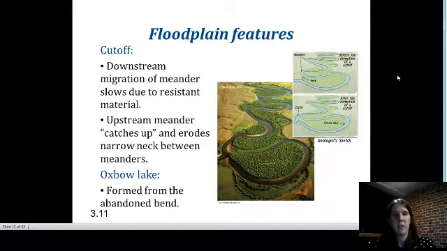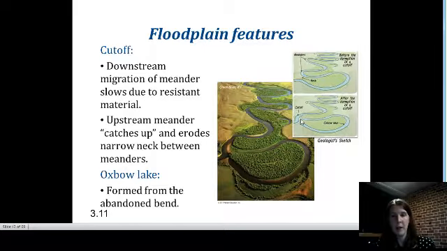Some additional floodplain features, for instance, one is a cutoff. What happens is a meander migrates downstream and slows due to resistant material, and an upstream meander catches up and erodes the narrow neck. So you start to get this very sharp bend in your meander with a very small neck here, and the stream, essentially, I'm anthropomorphizing your stream here, basically decides it's easier to just jump over this little section of earth and erode it away than to go all the way around this curve, because that takes a lot of energy for water to move through that curve.